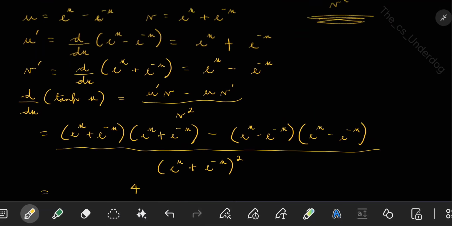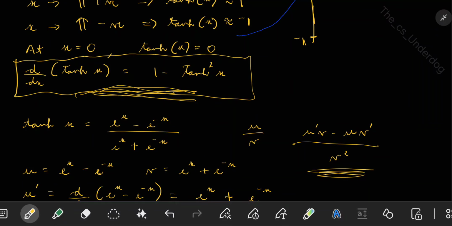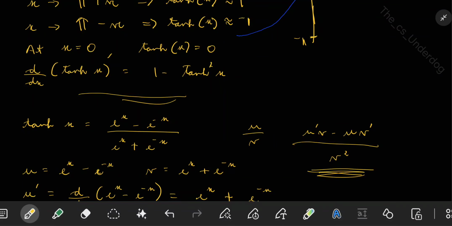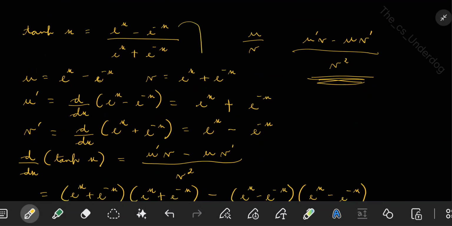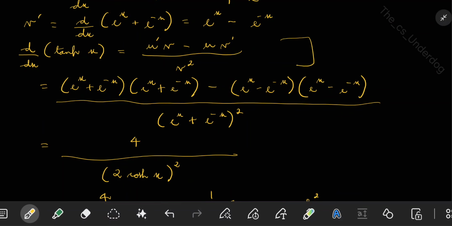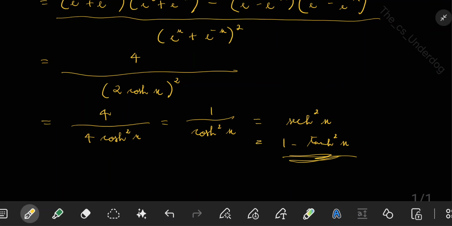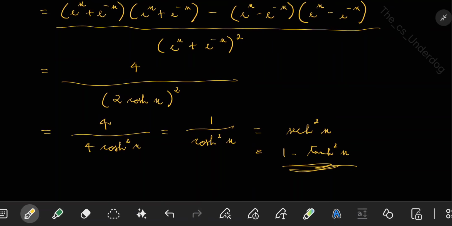So you got the formula that you want, which is that the derivative of tan h x can be written as 1 minus tan h square x. That is what we have derived here. You took tan h x, you took the derivative of tan h x, and finally you reached 1 minus tan h square x. So this is what we wanted to find out. At this point, you know the derivative of tan h.